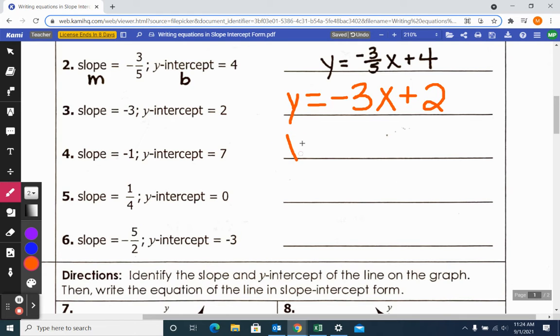Let's try again. So we got y equals, what's my slope? -1. Do I have to write the 1? No, you don't, because you should know there's an imaginary 1 right here. If you do write the 1, is it wrong? No, it's not, okay? But on most of the equations that you'll see, they're not going to write it. Okay, and then I have a 7, so what is that? +7.